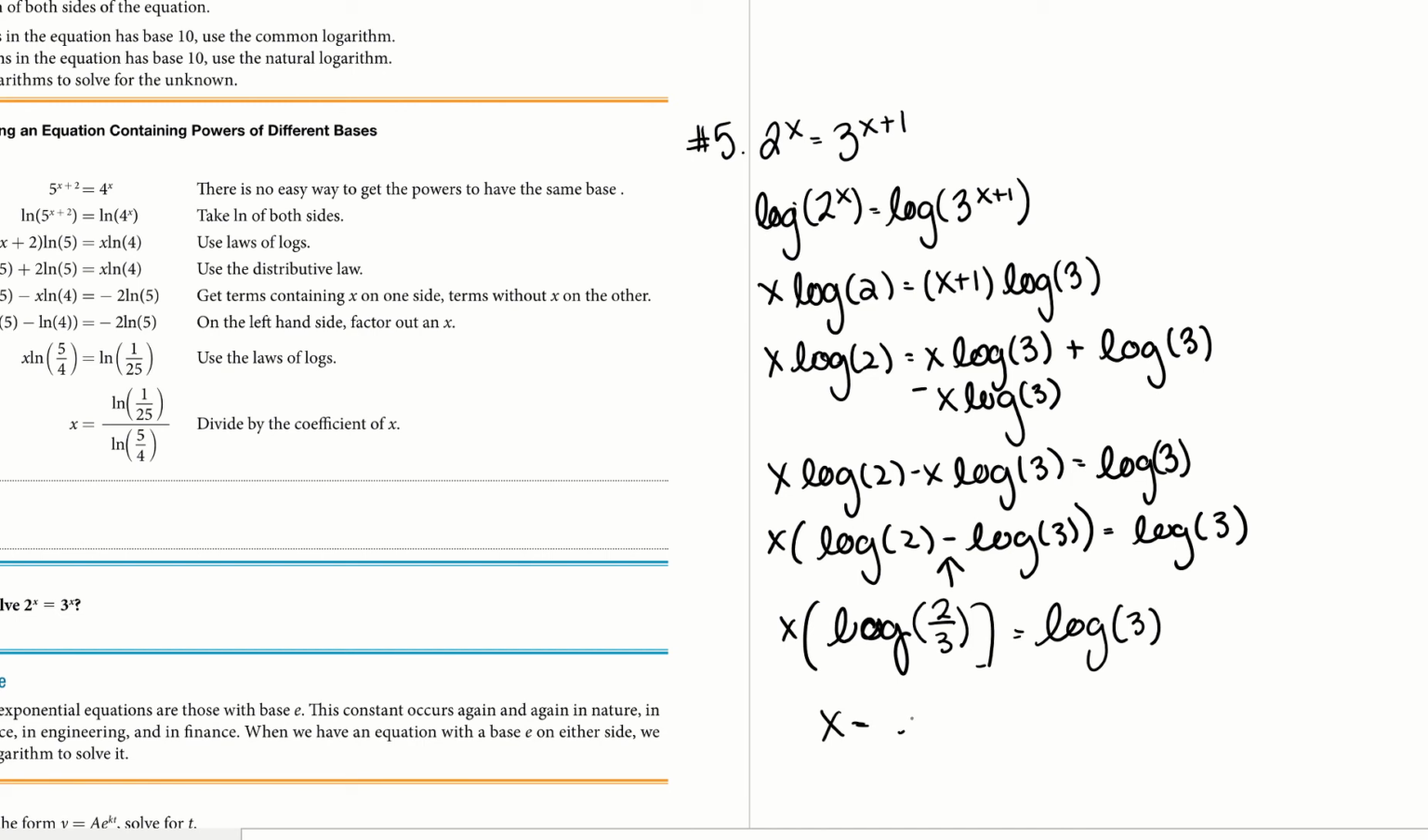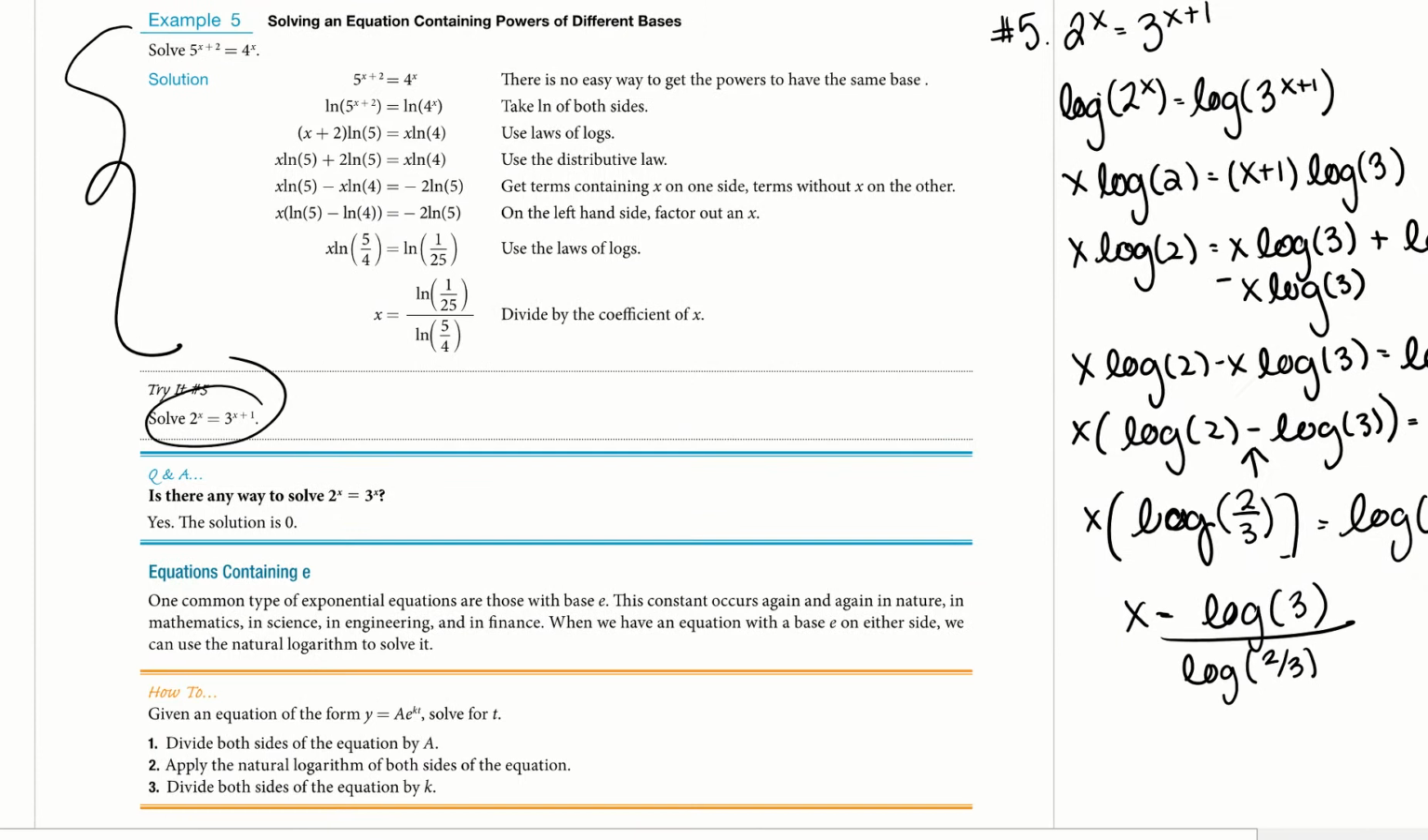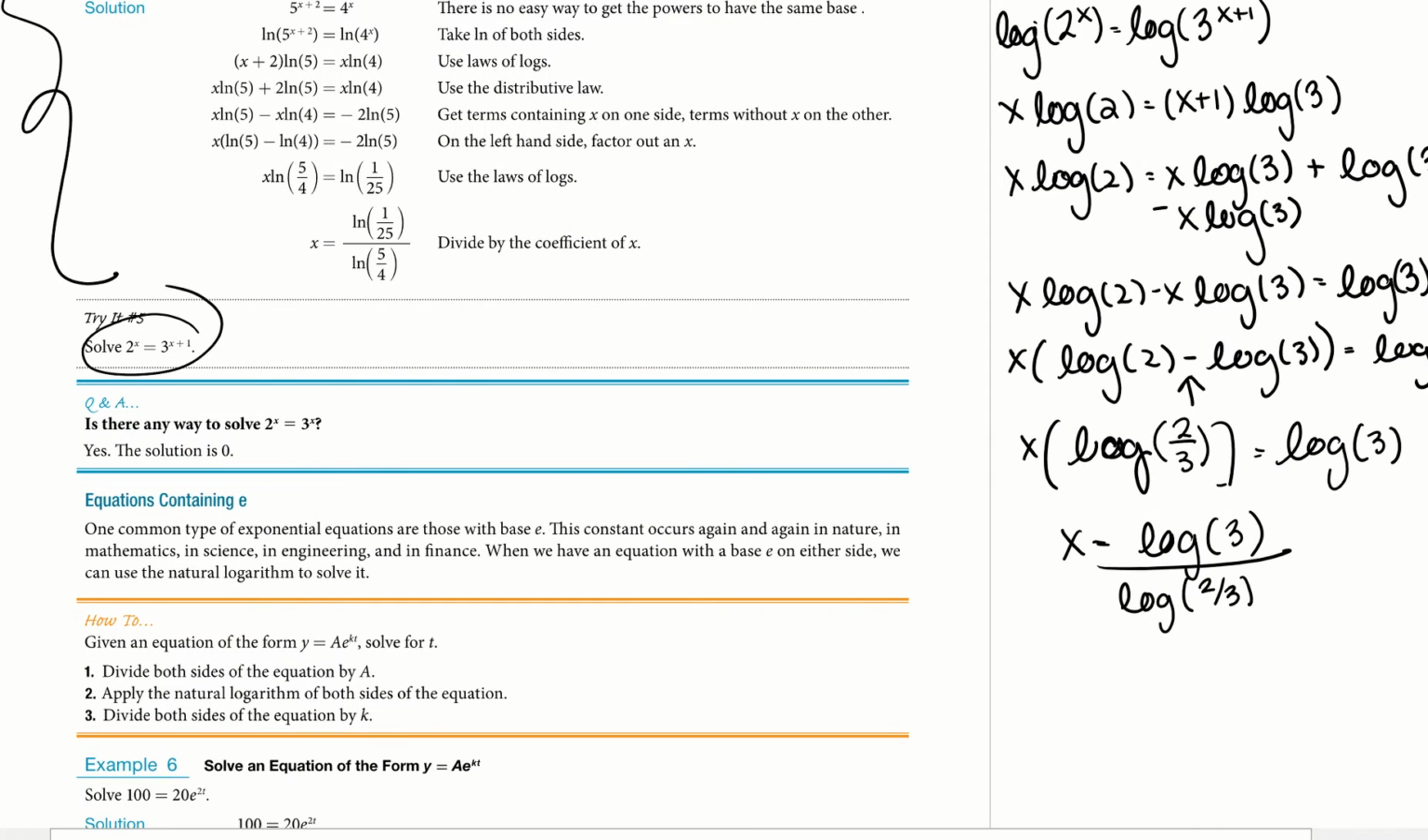And then I can just divide that out. And notice when you divide, you would not flip the fraction inside of the log. That wouldn't be necessary. So what we get here is log 3 divided by log 2/3.